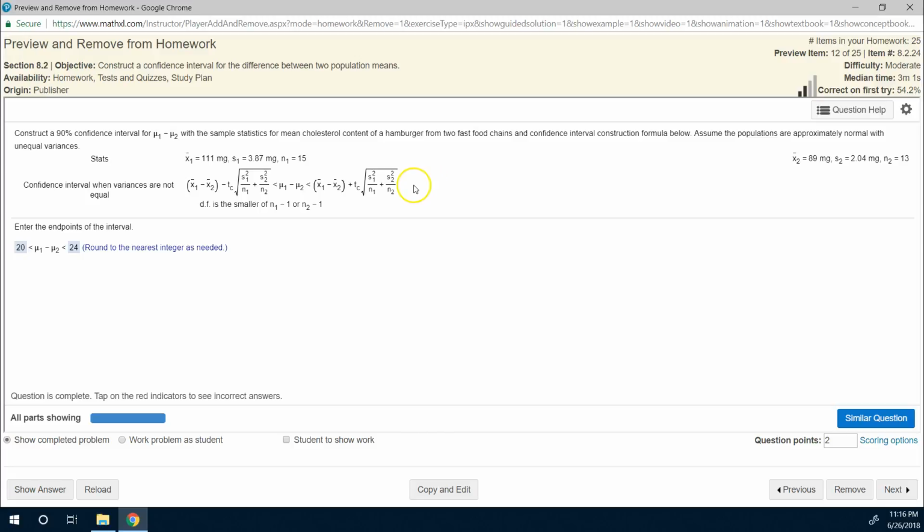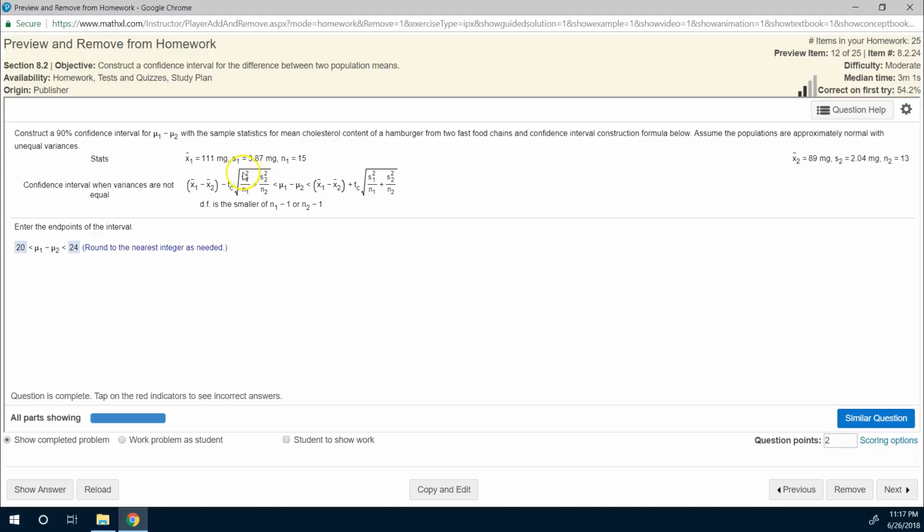All right, so for this problem, we're asked to construct a 90% confidence interval for mu1 minus mu2. So we're comparing two population means, and we're asked to do a confidence interval this time. So notice that we're only given sample standard deviation. So just like the previous problem.